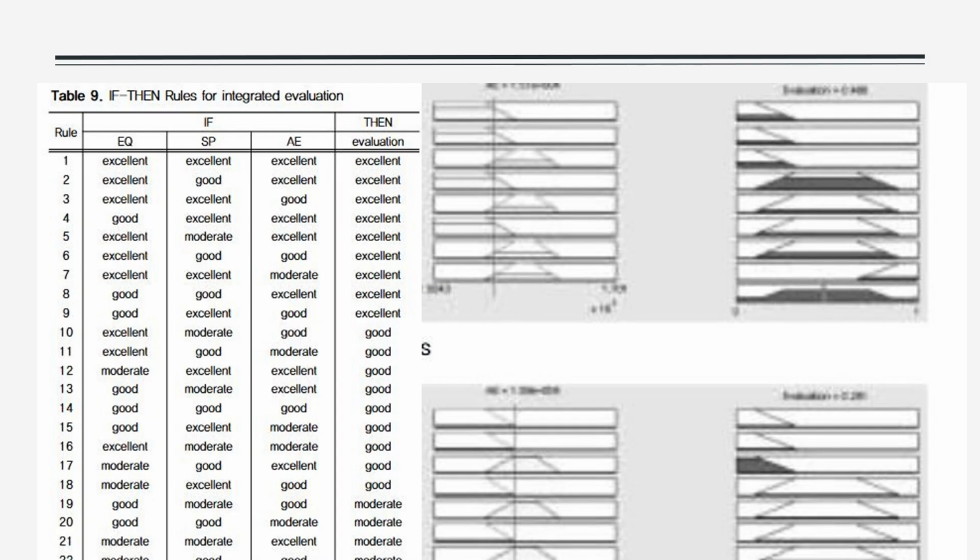In conclusion, fuzzy inference provides a valuable tool for evaluating complex processes such as wastewater treatment. By allowing flexible decision making, it helps optimize system performance beyond simple numerical comparisons.